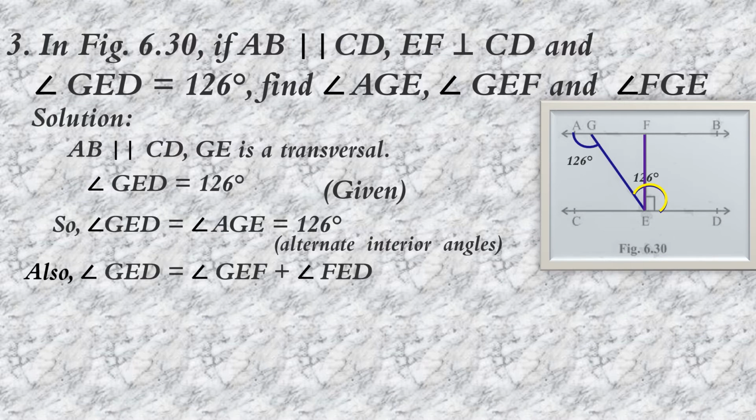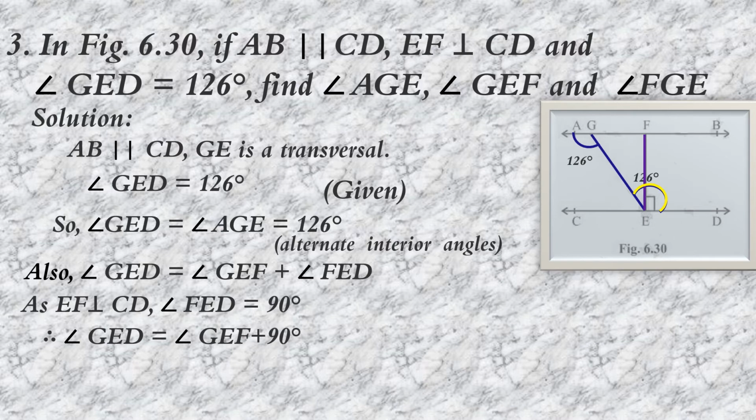So since FE is perpendicular to CD, this angle is equal to 90 degrees. FED is equal to 90 degrees. And we also know that GED is equal to 126 degrees. So we can substitute these two and we get the value of angle GEF. That is GEF equal to 126 minus 90 degrees, that is equal to 36 degrees.